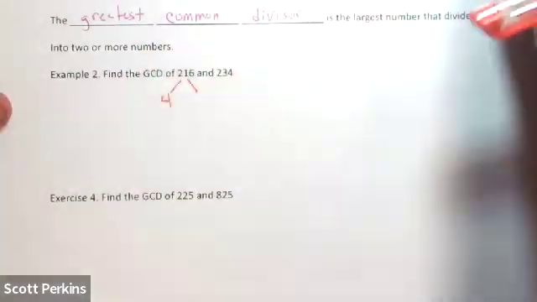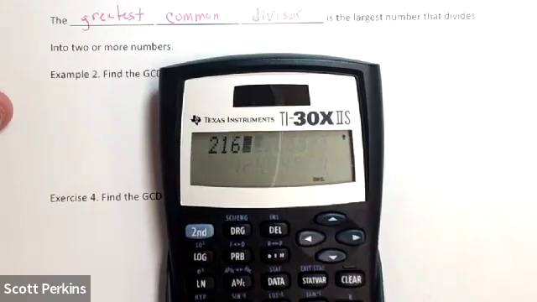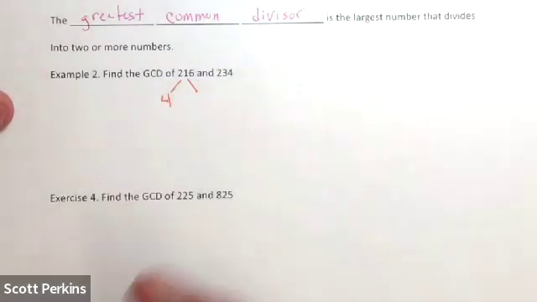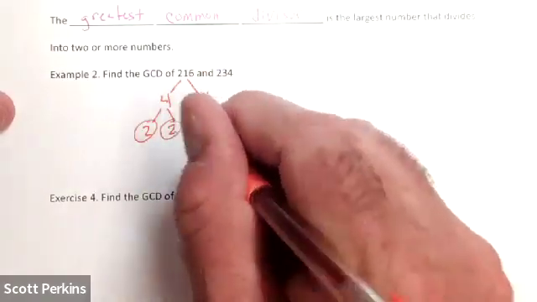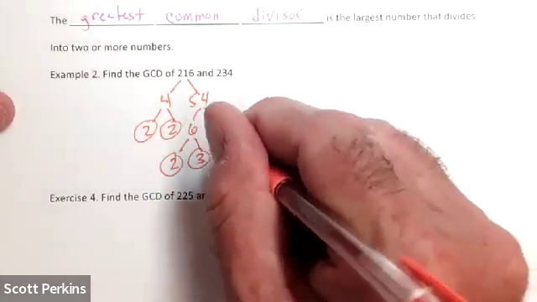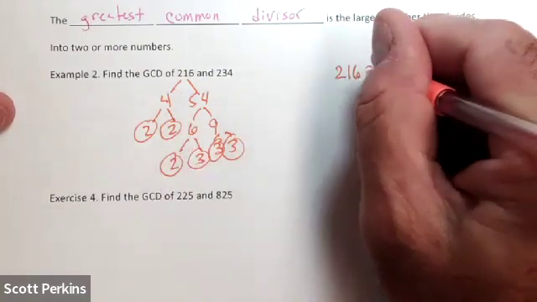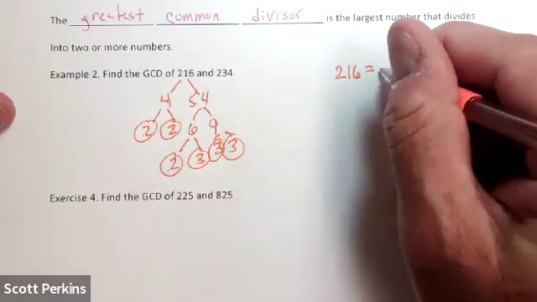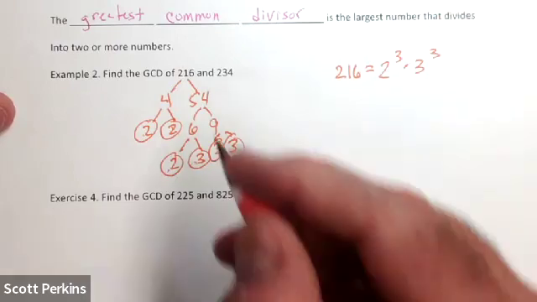So 216 is going to be 4 times something. I don't know off the top of my head, so I'm going to take this opportunity to use my calculator. 216 divided by 4 is equal to 54. 4 is 2 times 2. 54 is 6 times 9. 6 is 2 times 3. And 9 is 3 times 3. So again, no matter how you broke this down, 216 is equal to three 2s and three 3s.